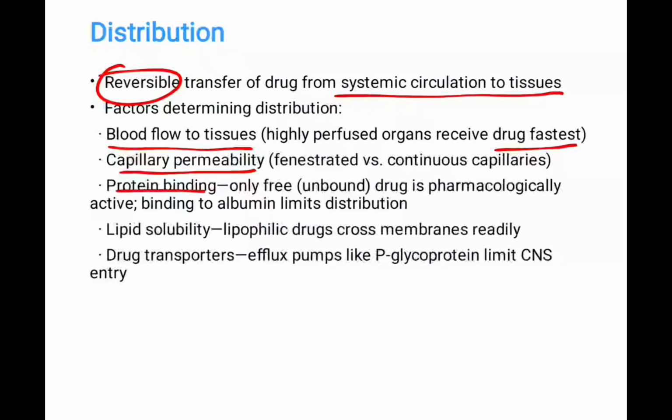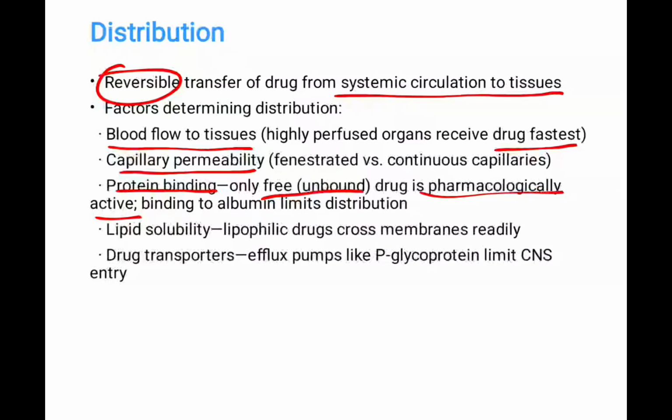We also have protein binding. Now, drug binds to proteins in the plasma, because in the plasma we have plasma proteins. These plasma proteins, they bind drugs. Only free unbound drug is pharmacologically active. Please don't forget this. Only the free and unbound drug is what? Pharmacologically active. Binding to albumin limits its distribution.